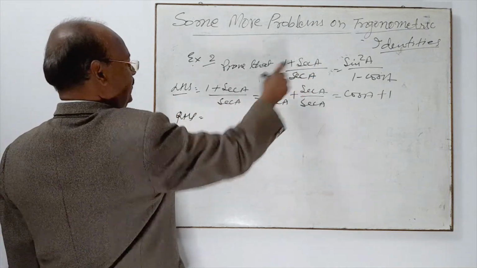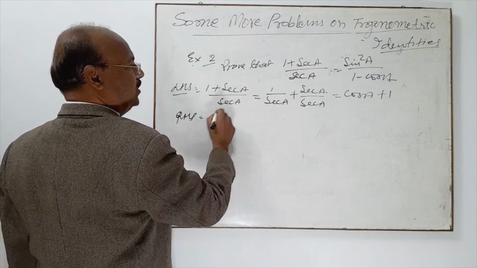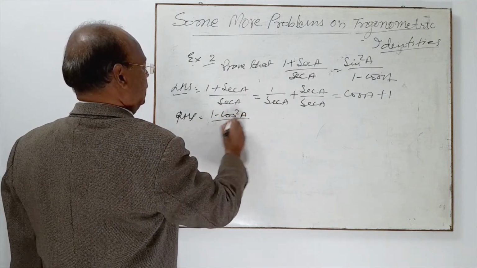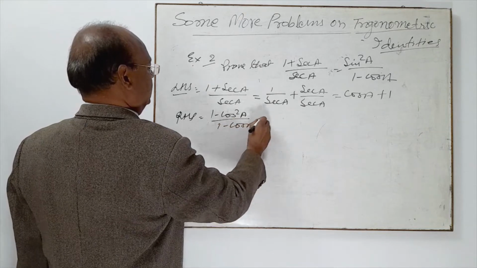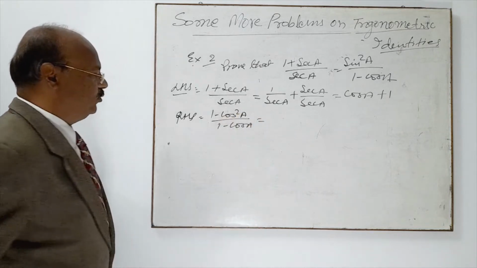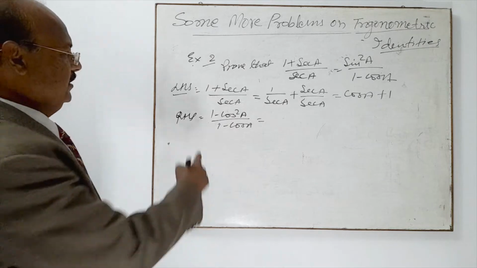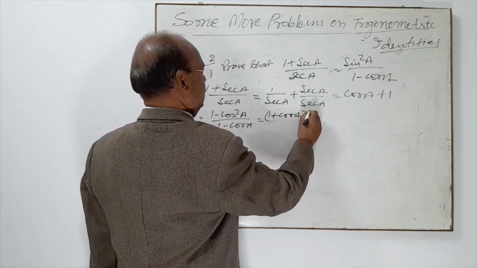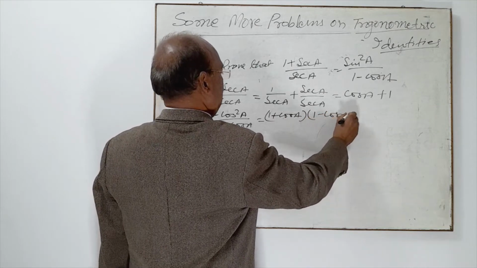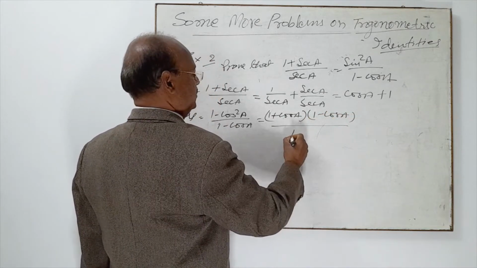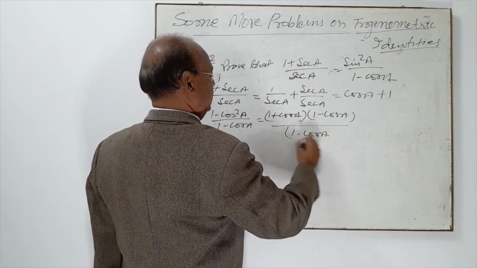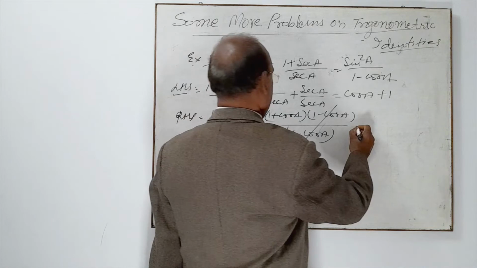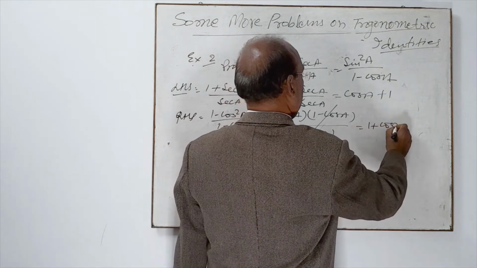So in numerator, that is sine square A. Sine square A is nothing but 1 minus cos square A by 1 minus cos A. With the help of the formula a square minus b square, this can be written as 1 plus cos A into 1 minus cos A, and denominator is already 1 minus cos A. So 1 minus cos A is being cancelled out. Finally, we are getting 1 plus cos A.